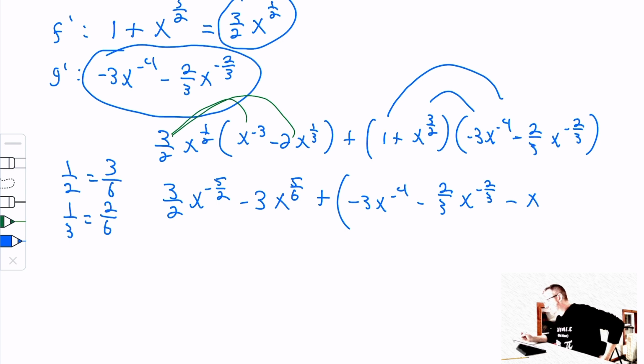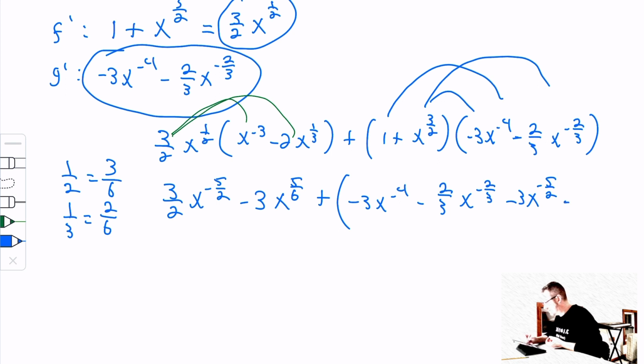3 x, with 3/2 as x to the 3/2 times x to the negative 4. That's like saying 3/2 adding negative 8/2. So 3/2 and negative 8/2 would be negative 5/2. Okay, so where am I? Negative 3x to the negative 5/2.